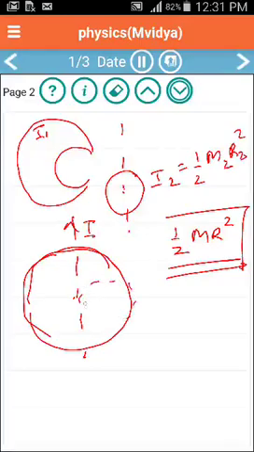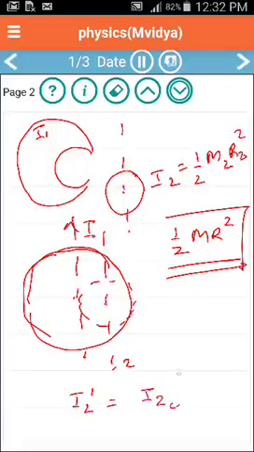പക്ഷെ നമുക്ക് കണ്ടുപിടിക്കേണ്ടത് I2 about this axis. So this is my axis 2, which is passing through the centroid of the hole. ഇതിലിപ്പം we can use parallel axis theorem to calculate I2 dash is equal to I2 through its centroid plus m2 h squared. H is the distance between the two axes.